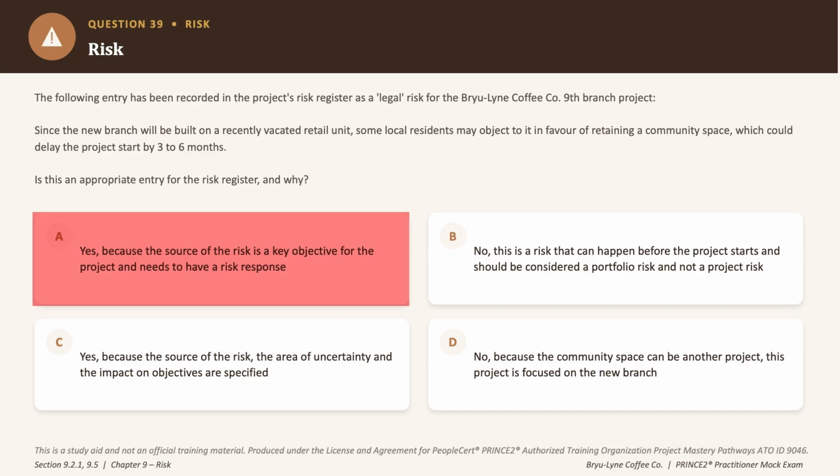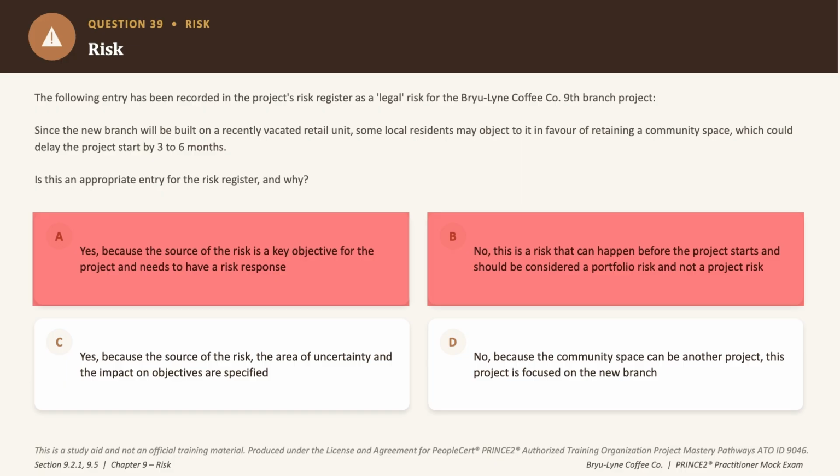Option B tries to push this into portfolio territory just because it could happen before the project starts. But a delay to the project start is still very much a project level concern, not a portfolio level concern. So eliminated as well. Option D suggests the community space idea should become a separate project entirely, but that really is too far-fetched and dodges the actual risk that is being described here. So an incorrect answer choice.